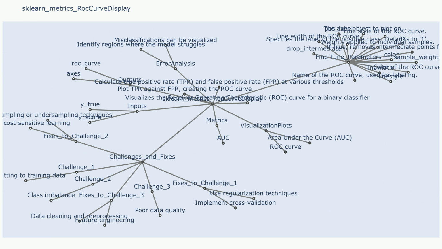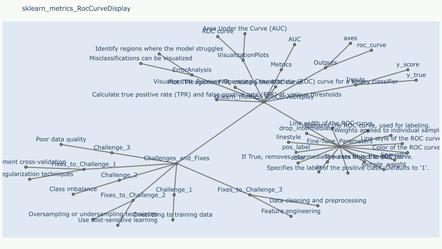Steps: calculate the true positive rate (TPR) and false positive rate (FPR) for different threshold values. Plot the TPR against the FPR on a graph. Optionally, add labels, legends, and other plot annotations to enhance visualization. Metrics: area under the curve (AUC): a common metric that quantifies the overall performance of a binary classifier. Higher AUC values indicate better model performance.